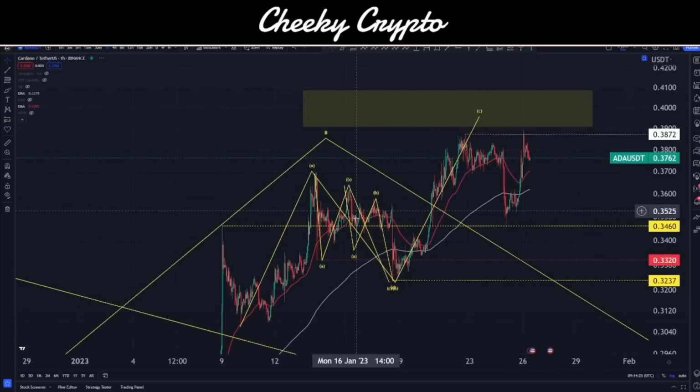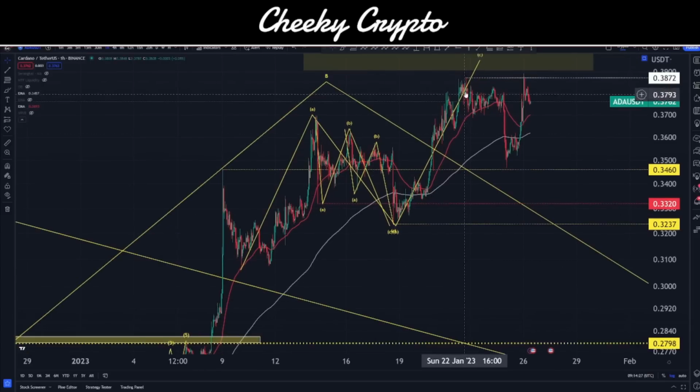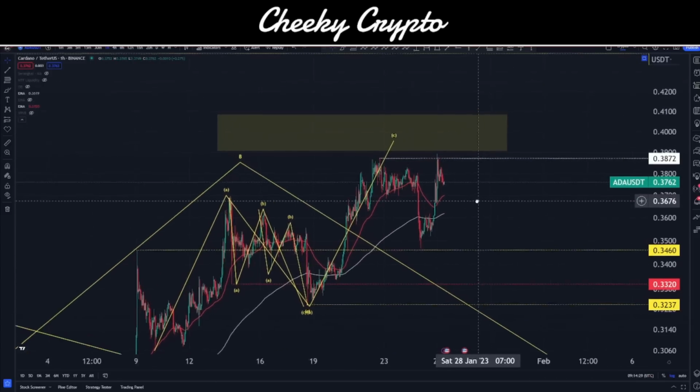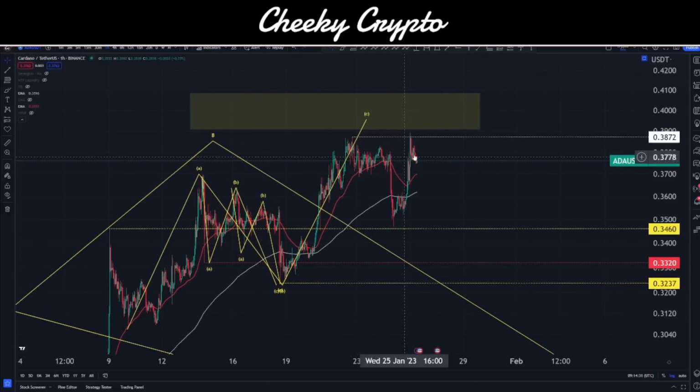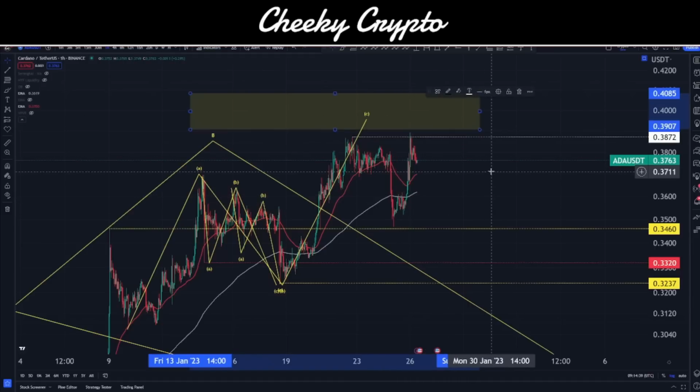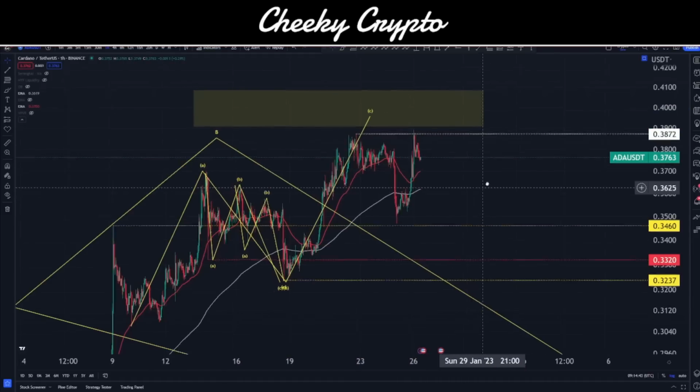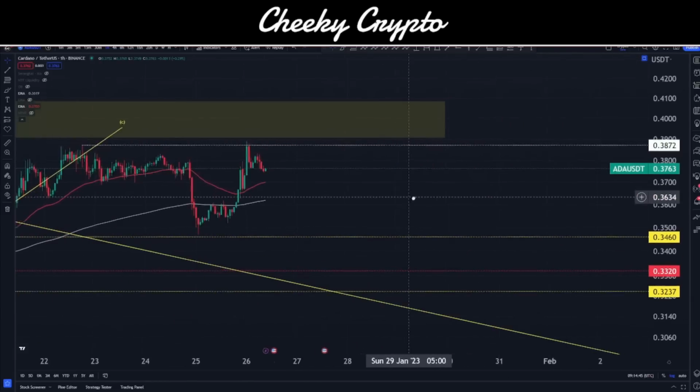So what we're going to do is reflect on our structure here. We have this kind of ABC structure moving on up, and we're going to see where this potentially could take us. We do have a micro 5-wave count potentially going on just over this side, so a move upwards towards our 39.07 and 40.85 seems to be very likely. So let's dive right into that.